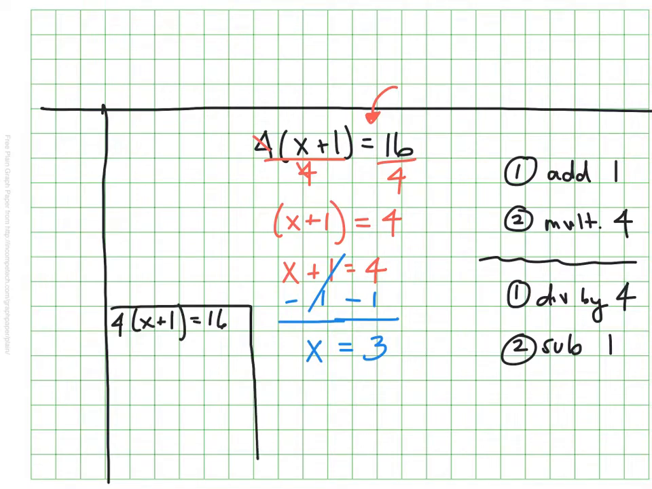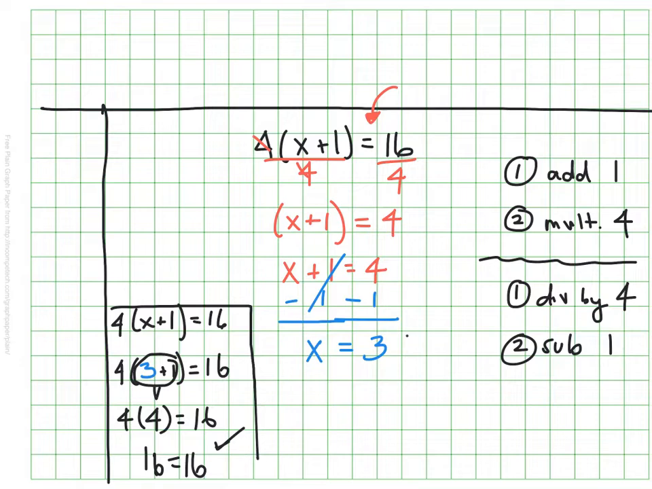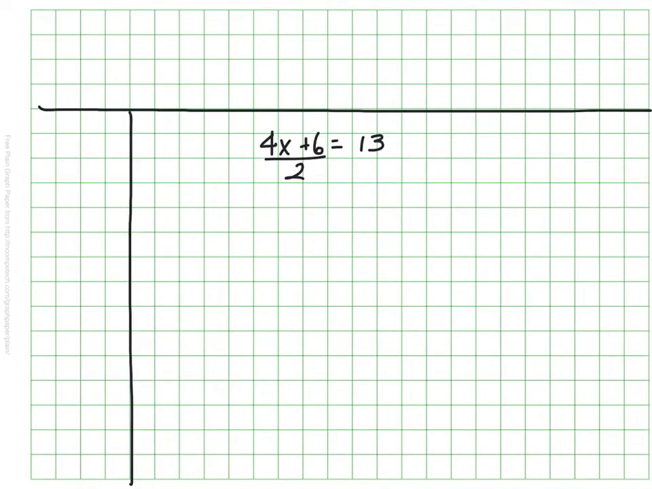And of course, what's nice about this is that we can always know if our answer is right by checking it. So I'm going to substitute in, and I have 4 times parentheses, my x, I think, is 3, plus 1 must equal 16. I'm going to follow my order of operations. The first thing I would do would be to add, which would leave me with 4 times 4, which is indeed 16. So I know, without even having to ask anybody else, that my answer works, right? I've checked it and I know I am correct. X is indeed 3.